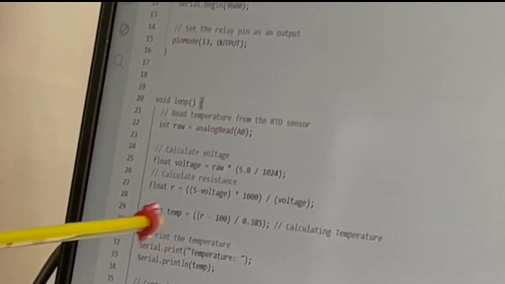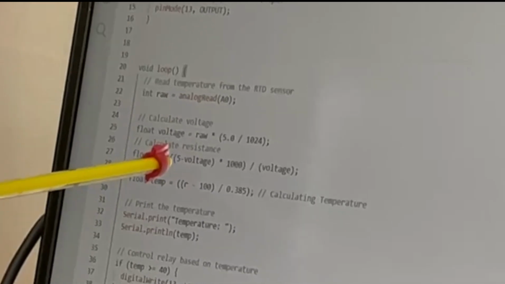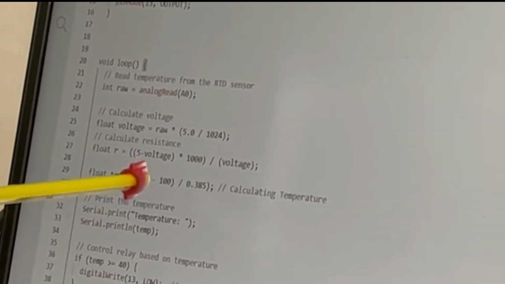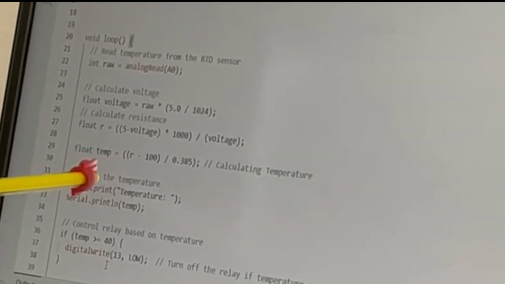In the void loop, the input is taken from the analog pin A0 and given to the raw variable. Then this command calculates the voltage across the load resistance, and this command calculates the resistance of the PT100 and the final temp. In the temp variable, we are calculating the temperature of the system.